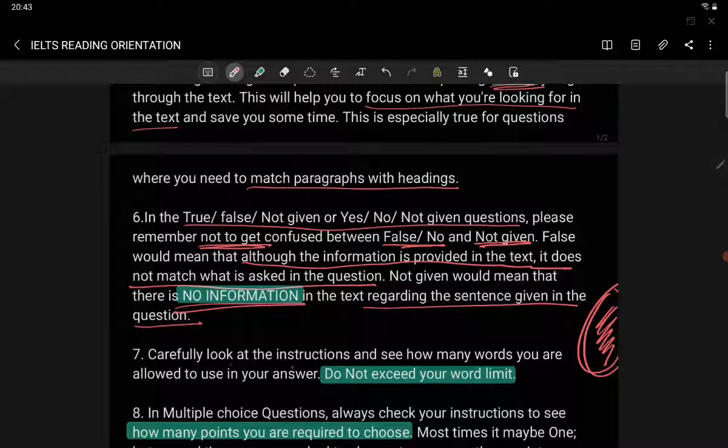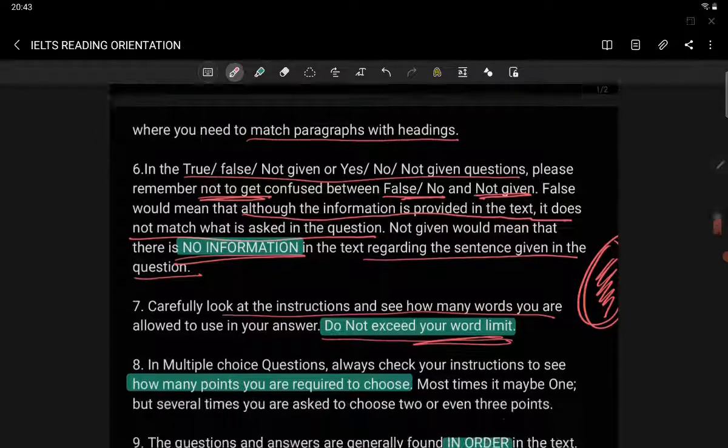Then, carefully look at the instructions and see how many words you are allowed to use in your answer, pretty much like your listening test. Do not exceed your word limit. So, you may be asked to write not more than 3 words or not more than 2 words. So, you have an upper limit. You can't go beyond 2 words or 3 words. So, please stick to that word limit or your answer will be marked wrong.